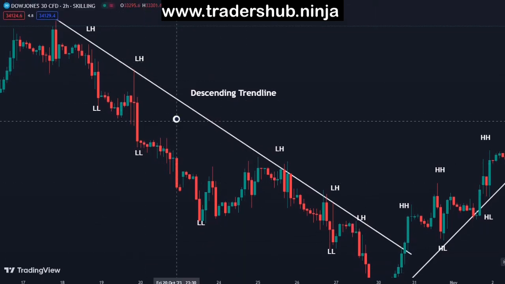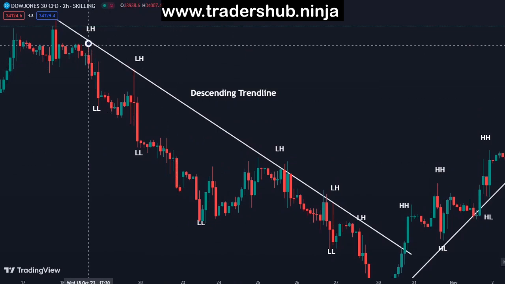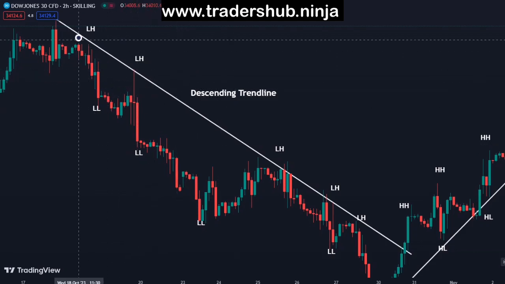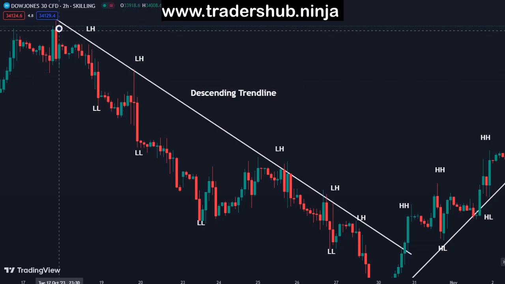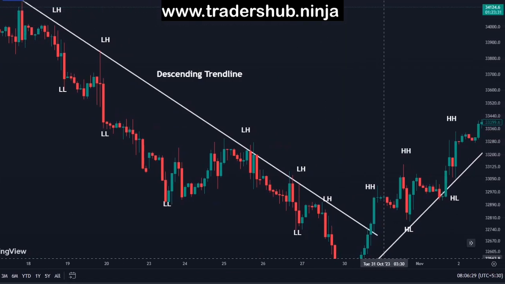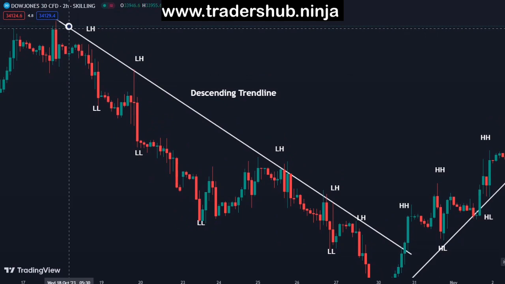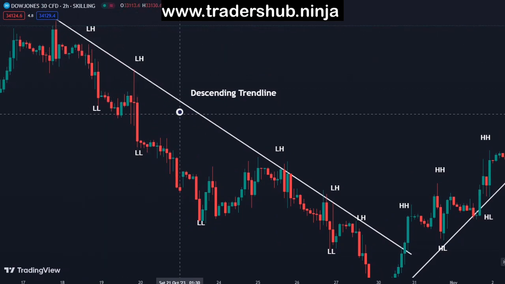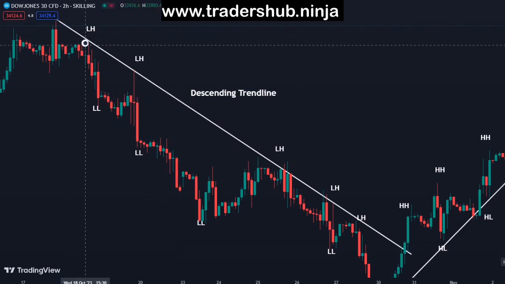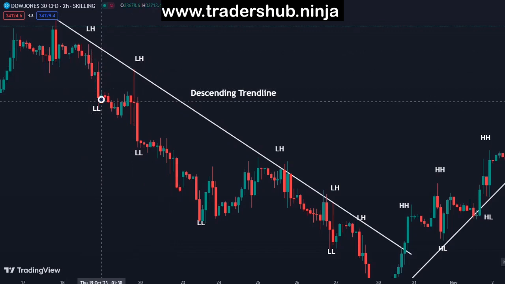Then, how do you draw a descending trend line? You have to connect the successive lower highs. You will get a descending trend line. This is a swing high and this one is a swing low. So you connect the successive lower highs and you will get a descending trend line. This particular descending trend line will act as a resistance. Every time the market touches the trend line, it acts as a resistance.